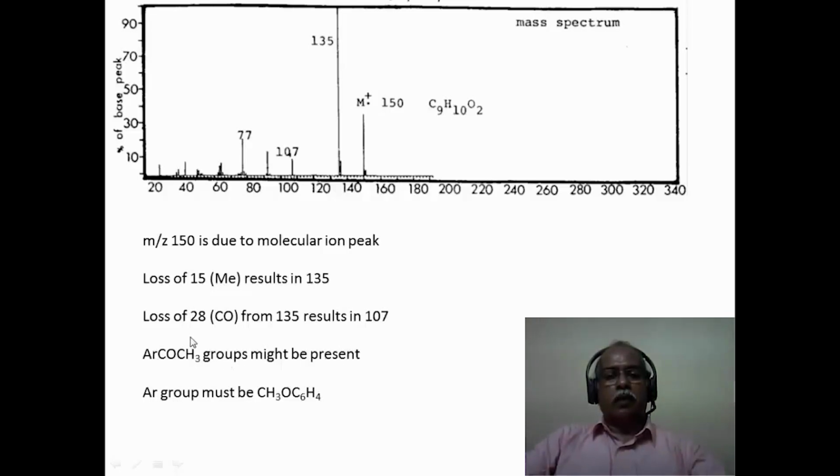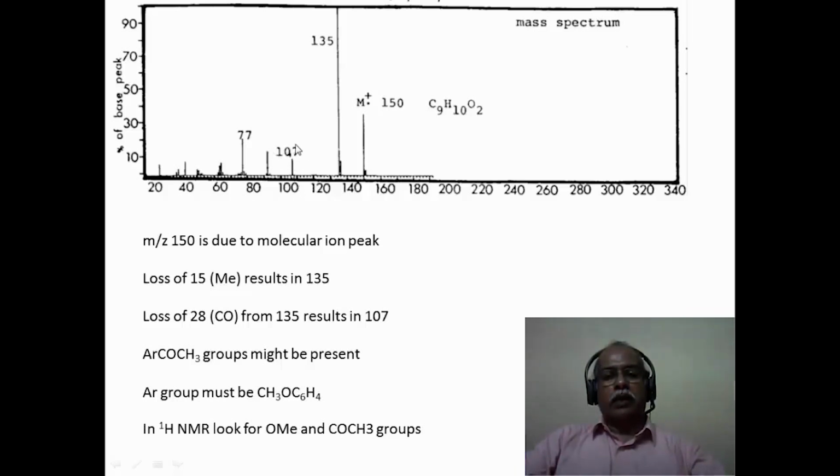So first, loss of a methyl group will give an acyl cation, and this is followed by loss of carbon monoxide, which will give you the peak at 107. So we have to look in the NMR spectrum for peaks corresponding to methoxy. How did we decide there is a methoxy peak here? This is because of the presence of 107.